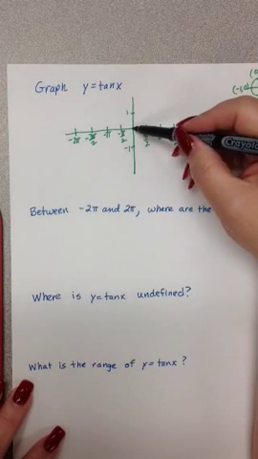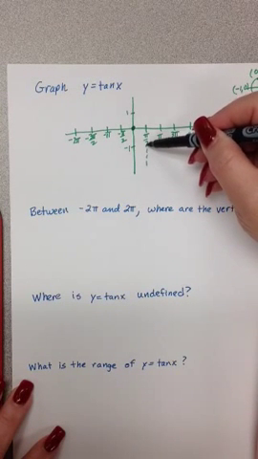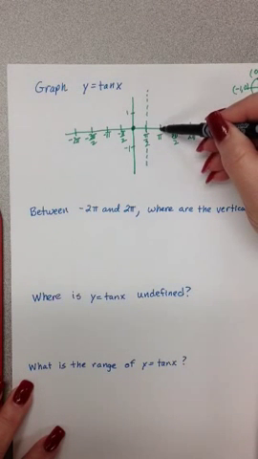So at 0, it will be 0. At pi over 2, it's undefined. Remember, undefined graphically means a vertical asymptote. The next one is 0.